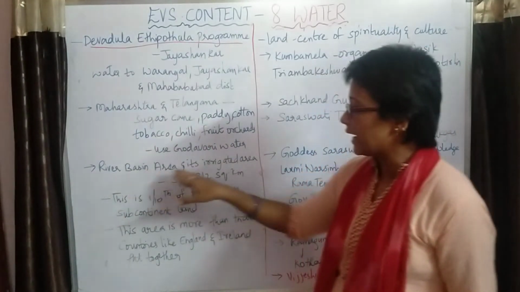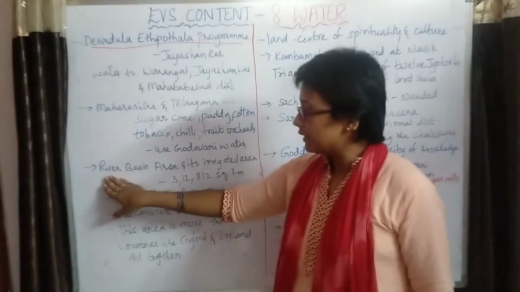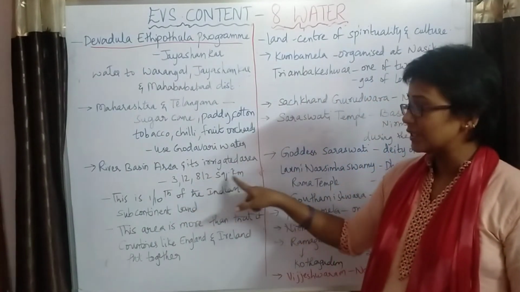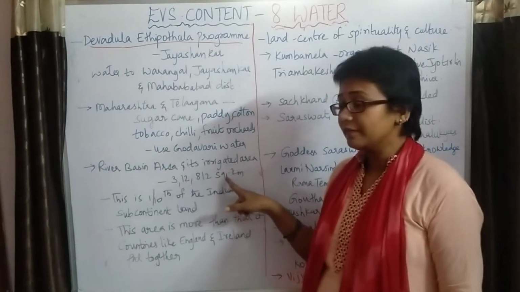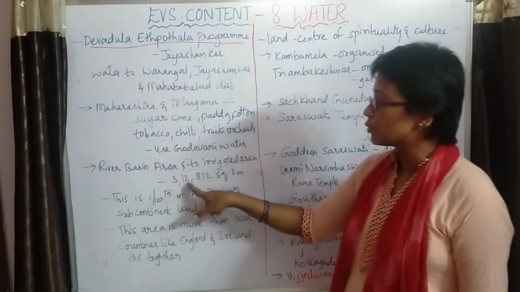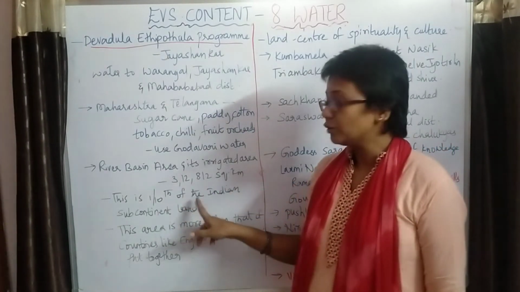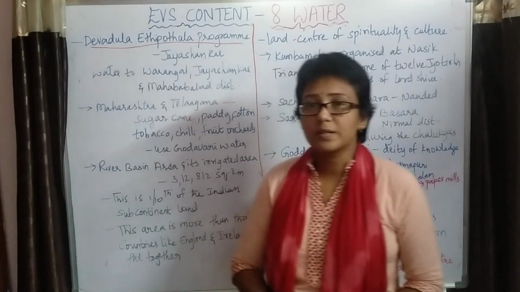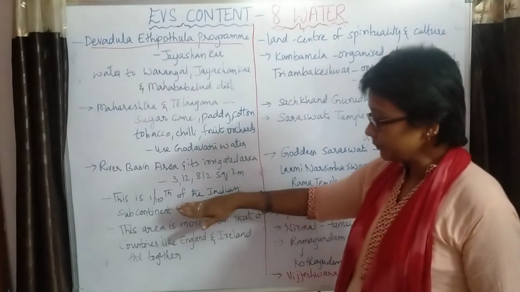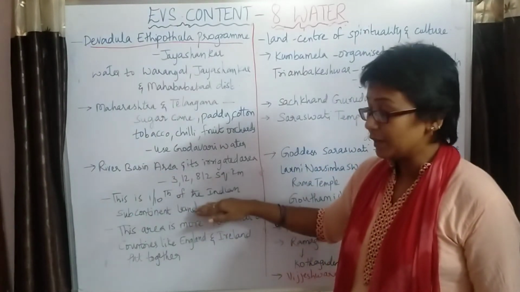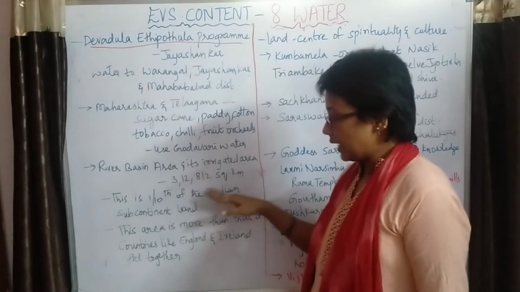Godavari river basin area and its irrigated area. The Godavari river basin area is 3,12,812 square kilometers. So it is around 1/10 of the Indian subcontinent land.